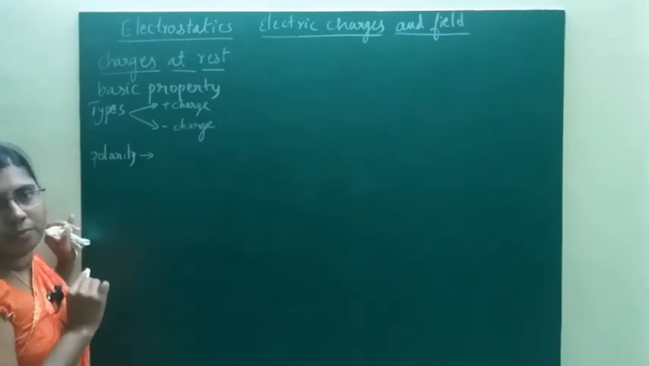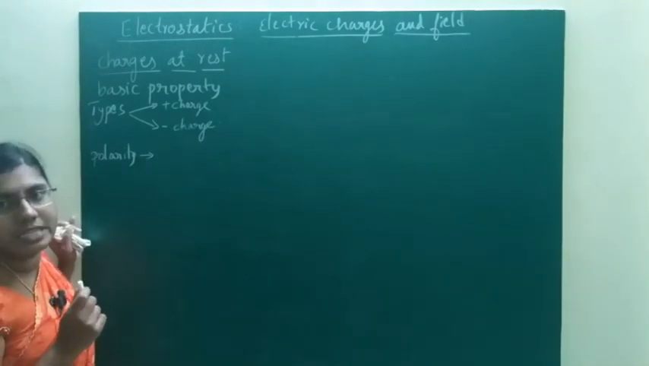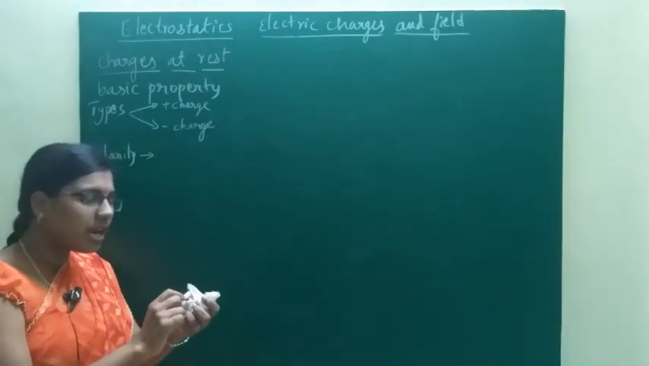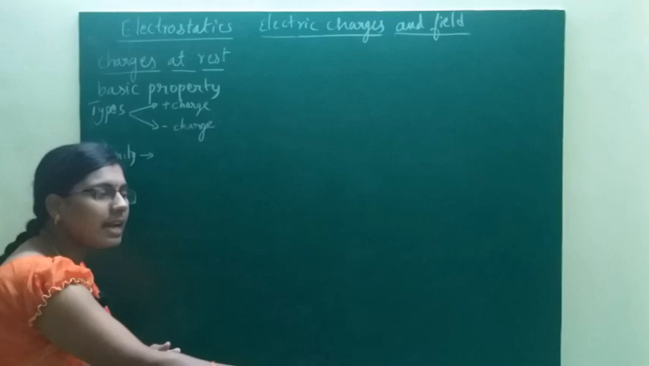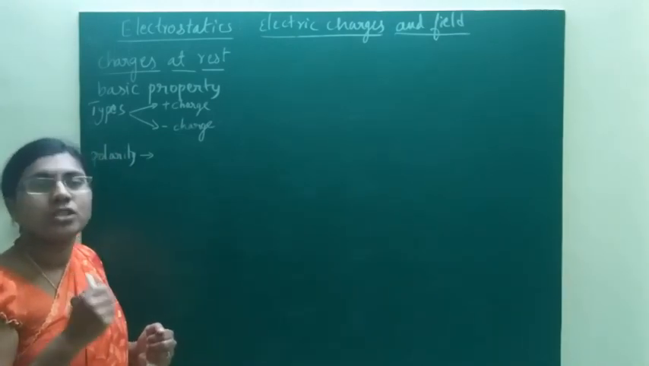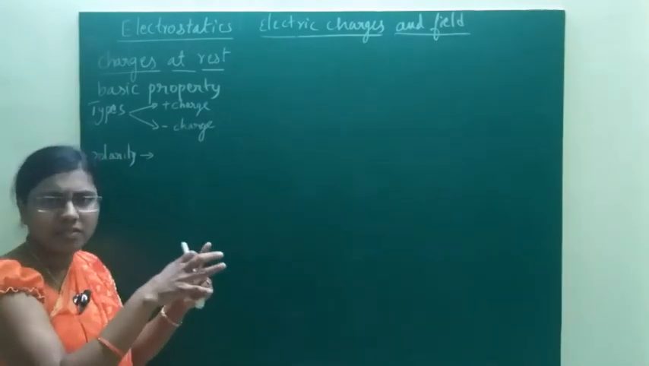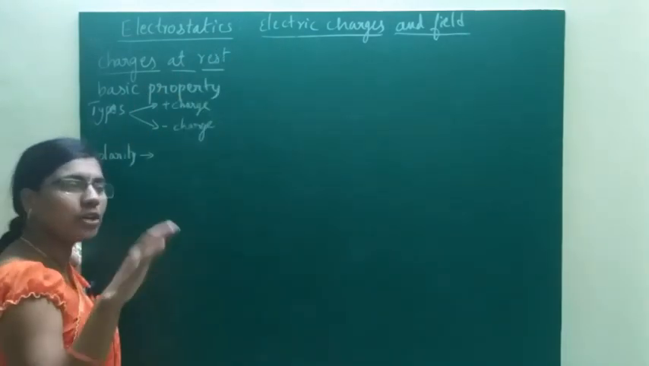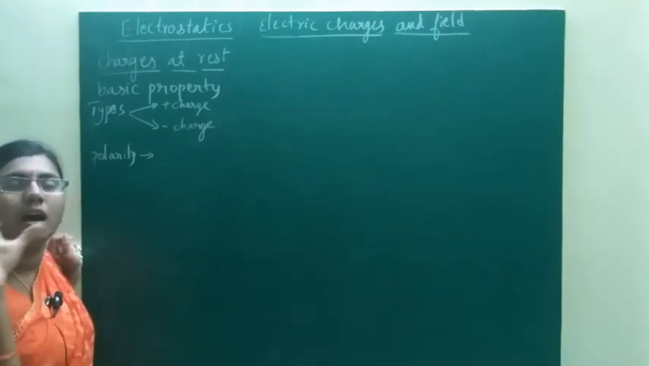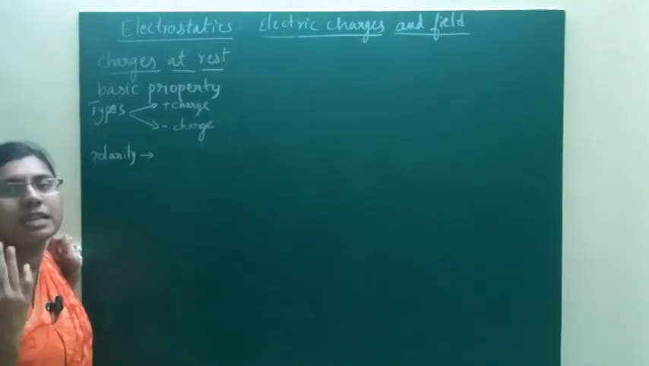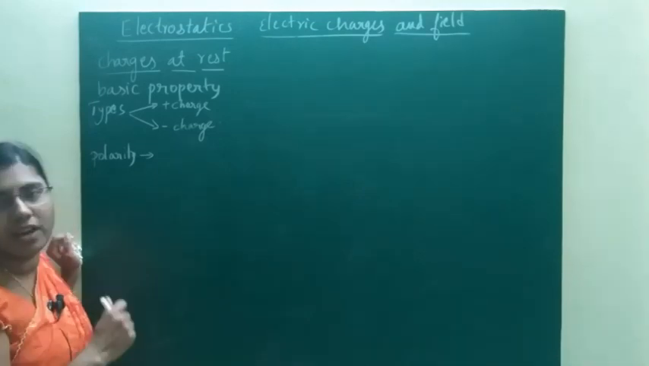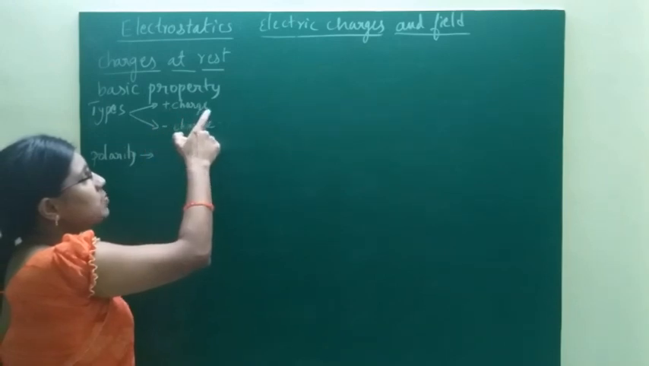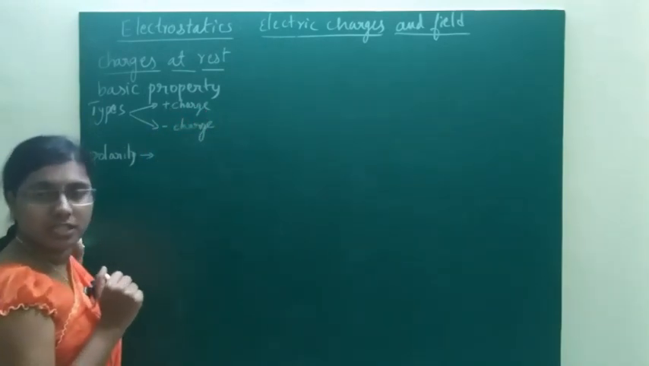Around 600 BC, Thales of Miletus observed that when amber is rubbed with silk cloth, it can attract lighter objects. That means amber has some property, and that basic property is electric charge. Not only amber, all bodies have this property, electric charge. So charge is an invariant property. Then there are two types of charges, positive charge and negative charge.